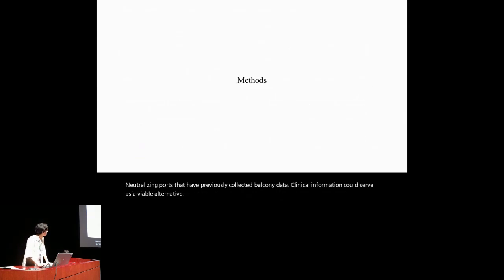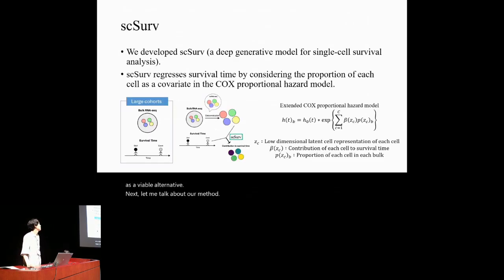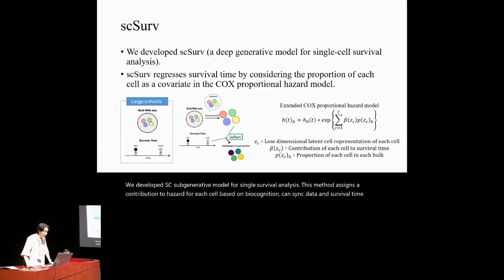Next, let me talk about our method. We developed SC-Sub, a deep generative model for single-cell survival analysis. This method assigns a contribution to hazard for each cell based on bulk RNA sequencing data and survival time information from large cohorts. The bulk RNA sequencing data is decomposed to the single-cell level using single-cell RNA sequence data as a reference. Then, the hazard function is regressed by the Cox proportional hazards model using the proportion of each cell in each bulk.